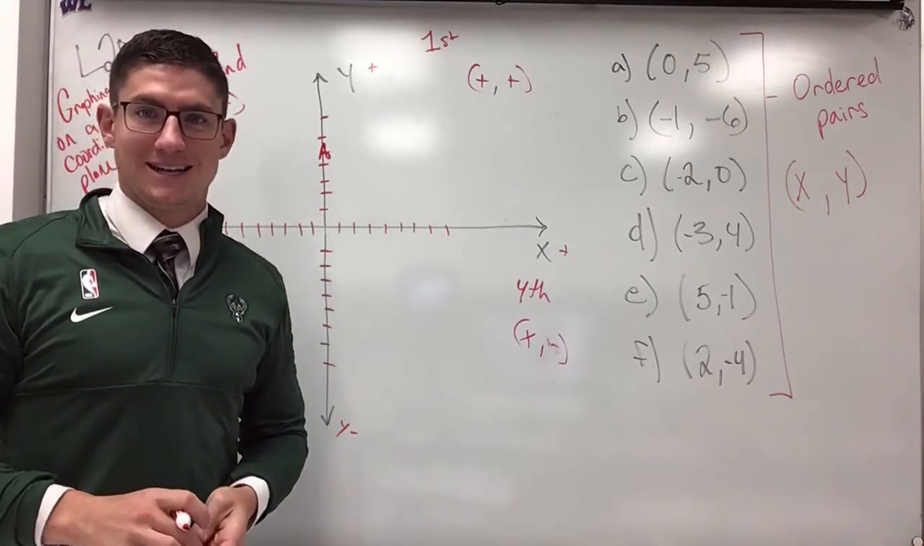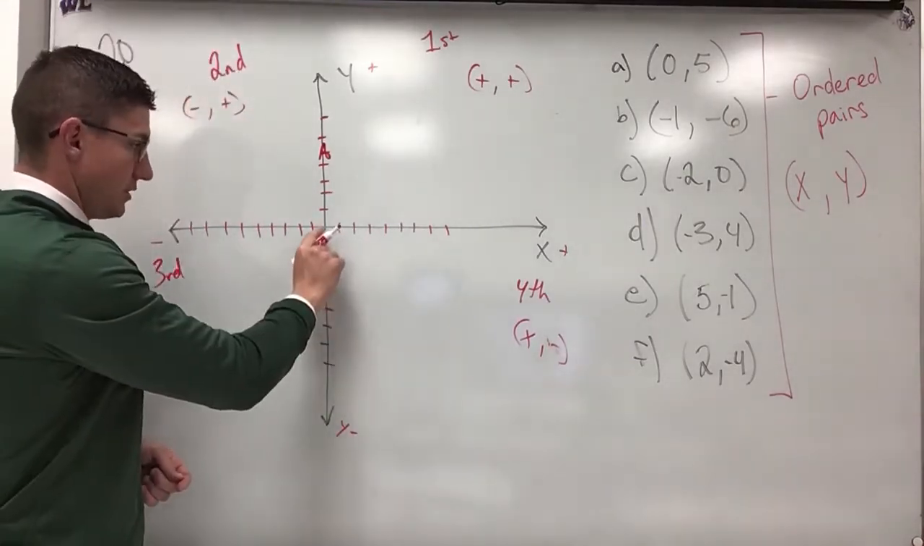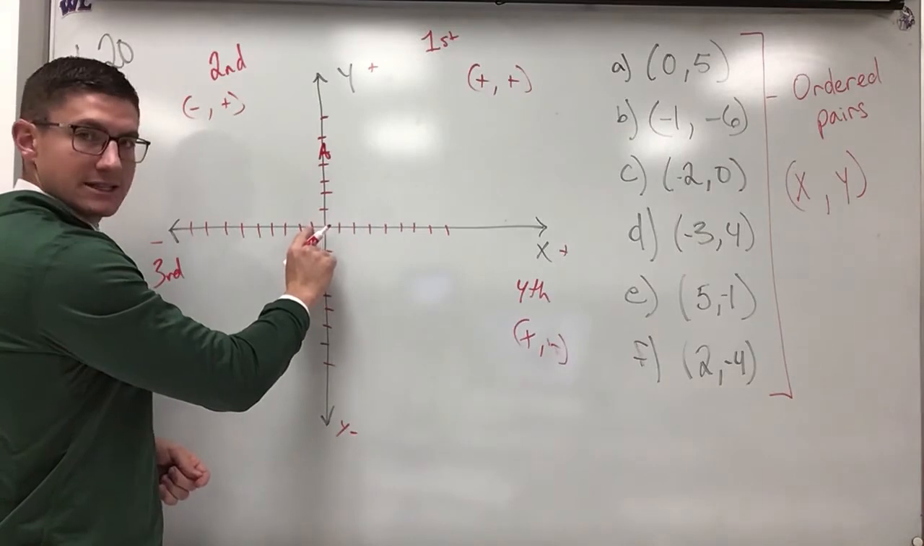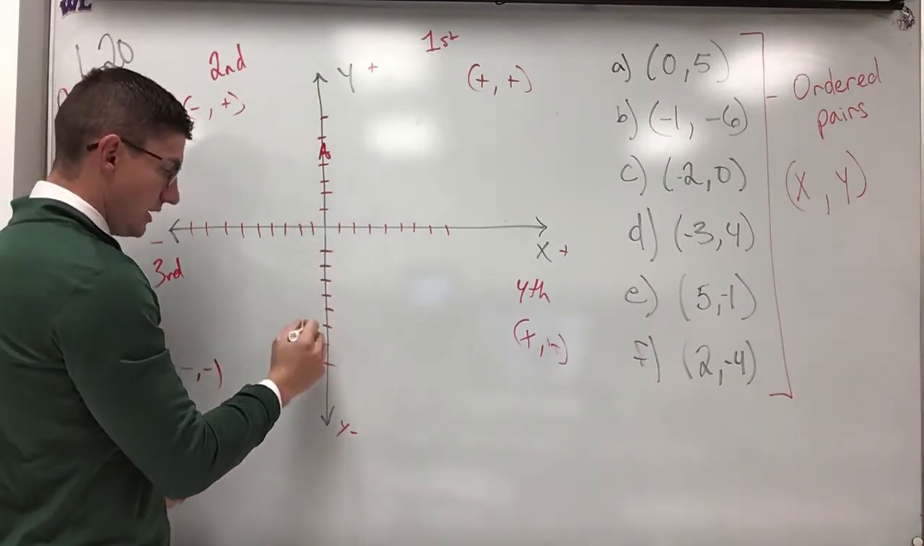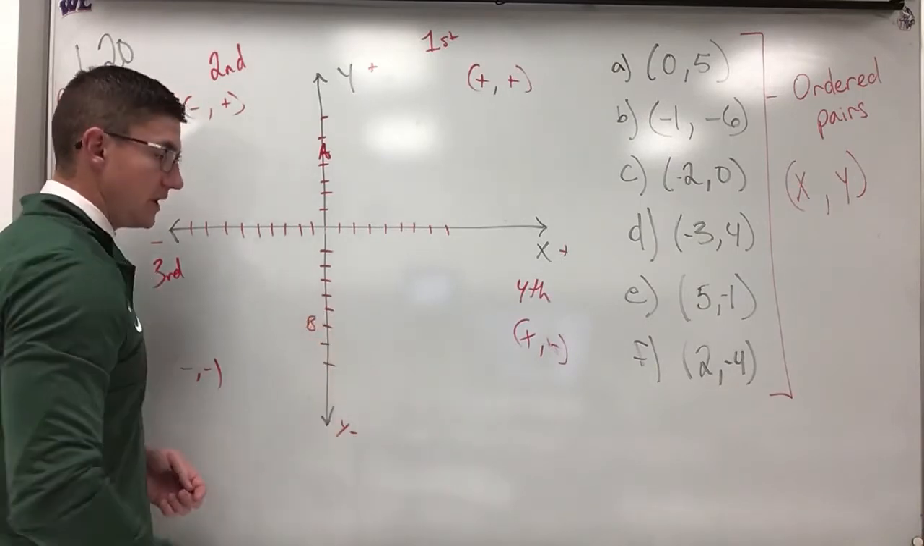In letter B, it says -1, -6. So I start here at 0, 0. I go over 1 because x is -1, and then I go down 6. 1, 2, 3, 4, 5, 6. Right here I would have B.